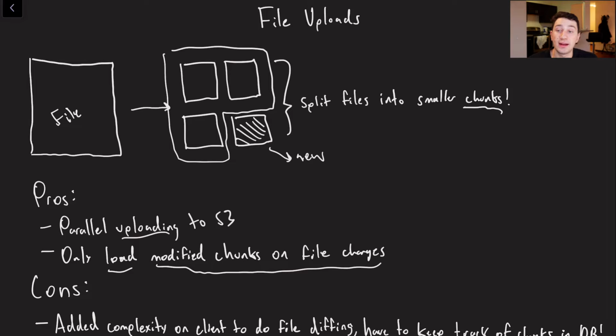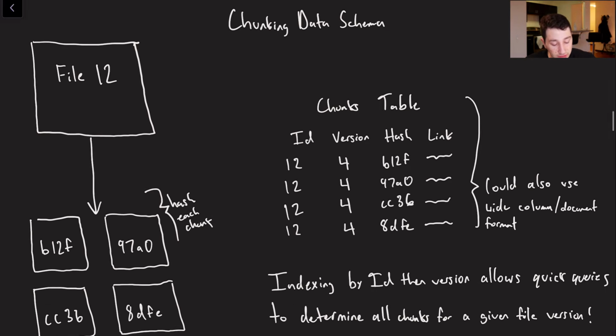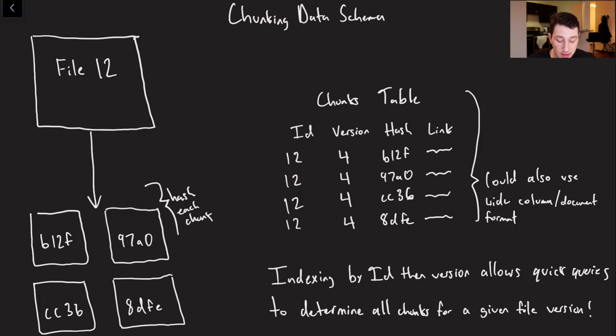The con is, of course, that as a result of switching a bunch of files over to effectively a bunch of mini files, for starters, now our client has to perform a bunch of extra logic to figure out what chunks actually changed on a given file edit. And additionally, we now have to keep track of all those chunks in our application itself. We need to keep track of them in the database. So let's talk about how we can actually do that. What we're effectively going to do is create a chunks database.